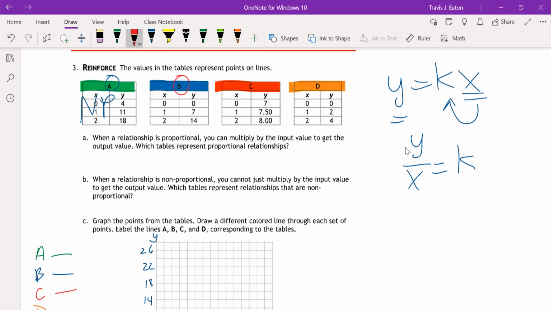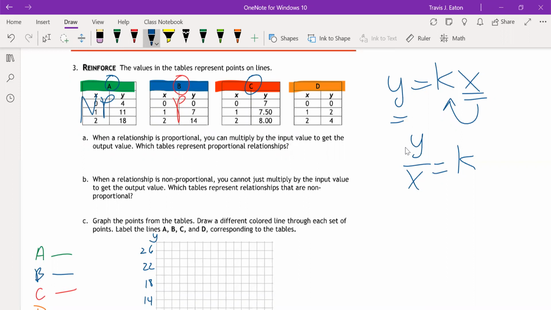Okay. Let's take a look at B. If we divide y by x, 0 divided by 0, well, we know that, first of all, that's looking pretty good because it's going to go through the origin. 7 divided by 1 is 7. 14 divided by 2 is 7. So you get 7 each time. So we know that this one is proportional. Great. Let's take a look at table C.